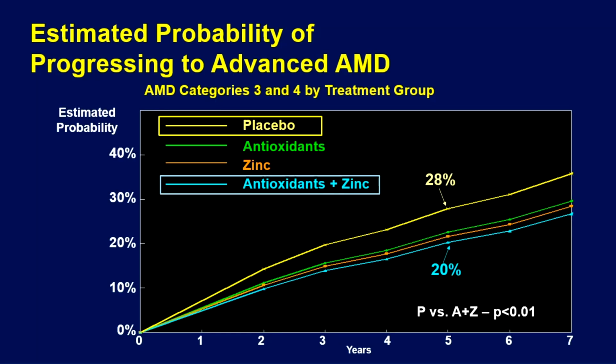This shows you the major outcome from the age-related eye disease study, where 28% of the eyes at 5 years assigned to placebo compared with 20% of the eyes assigned to a combination of antioxidants and zinc progressed to advanced AMD. Advanced AMD was either choroidal neovascularization or geographic atrophy, and this was shown in a subgroup of those participating in AREDS, those that had AMD categories 3 and 4. Category 3 was large drusen, and category 4 was having the advanced stage, either geographic atrophy or the neovascular form of macular degeneration in one eye, so that the other eye was at risk.